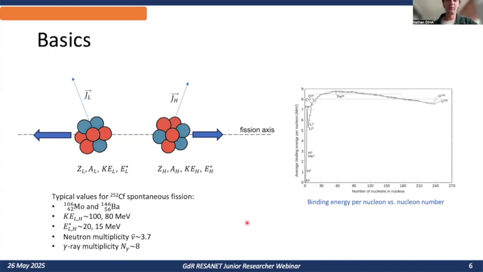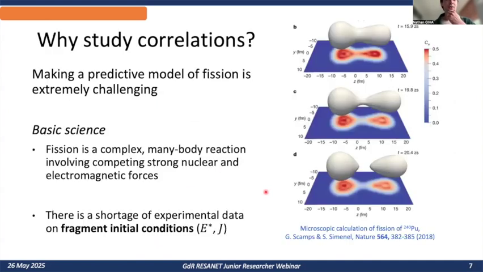So these are all things that you can measure, of course. You can measure the fragment charge, you can measure the masses, the kinetic energies. It's a little harder to measure this one, and we'll talk about that. And recently, there's been a lot of study on correlations between these variables, and the experiment I'm presenting here is no exception. So why are we studying them?